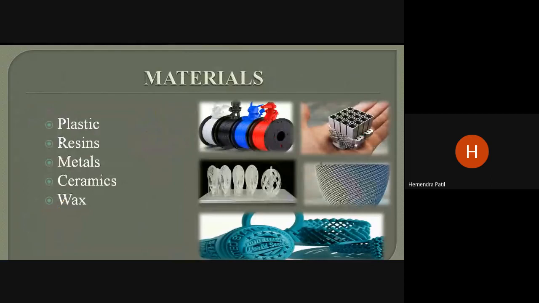Here I categorize the materials in these categories. First is plastic, so we will see the plastic-based filaments used in 3D printing. The second is resin, then metals, ceramic and wax. This is the categorization of the materials I have classified.